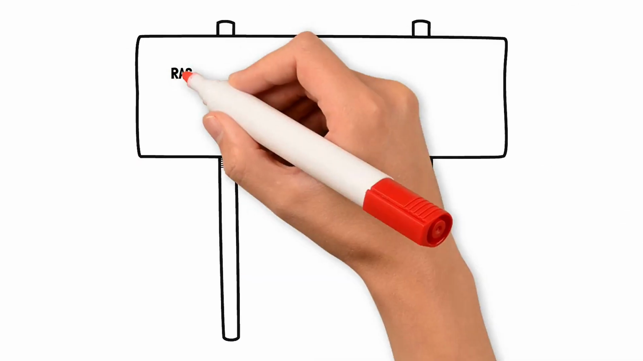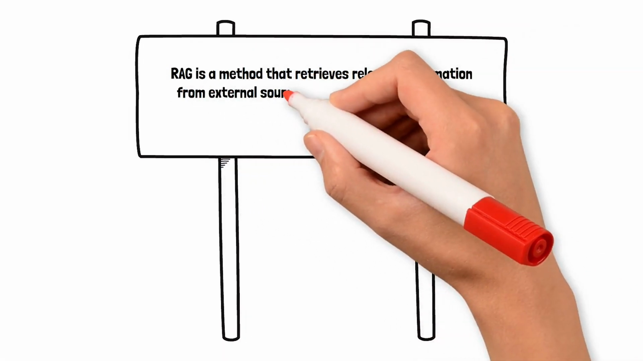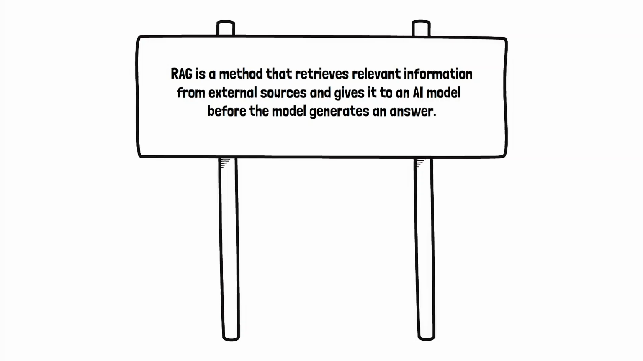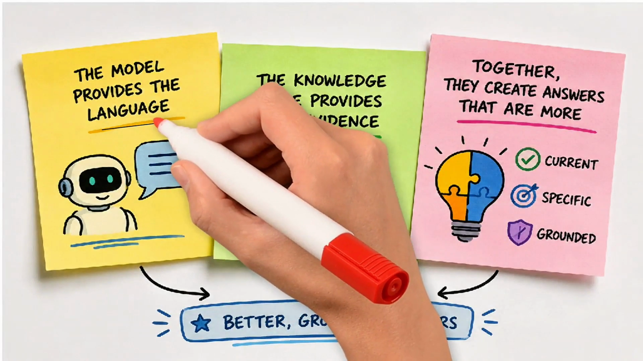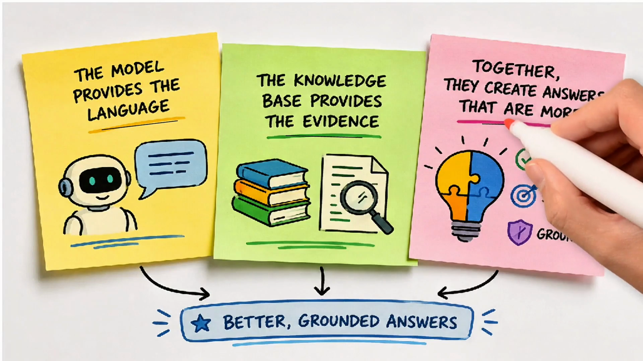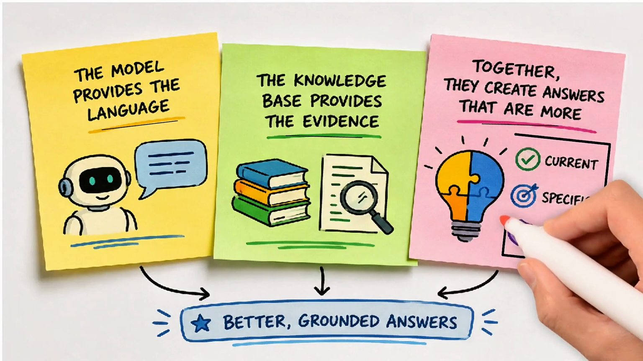So, in one simple line, RAG is a method that retrieves relevant information from external sources and gives it to an AI model before the model generates an answer. The model provides the language. The knowledge base provides the evidence. Together, they create answers that can be more current, specific, and grounded.